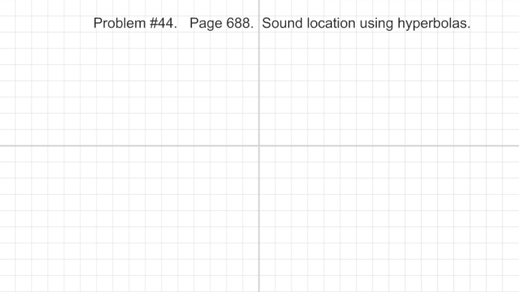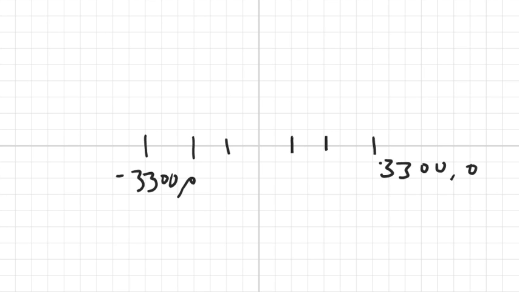Today we're going to talk about problem number 44, page 688, sound location using hyperbolas. This problem tells us that we have two listening stations, one at (3300, 0) and another at (-3300, 0), and a third listening station at (3300, 1100). From example 5, we know that the microphones are the foci of a hyperbola.